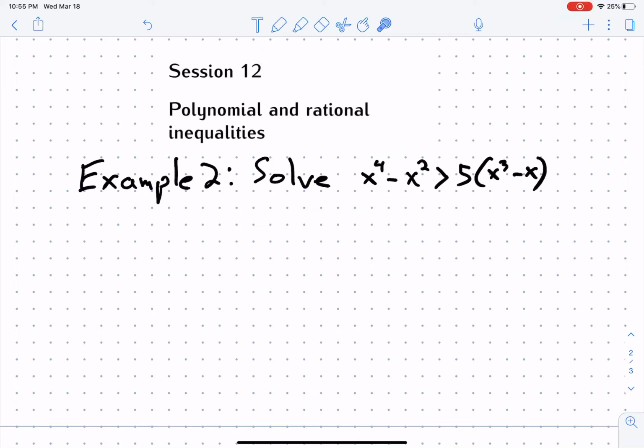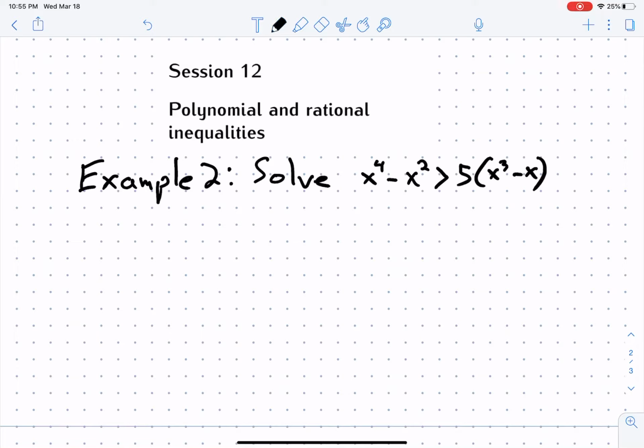Now, first, notice this is an inequality. It's a greater than, not a greater than or equal. That still counts. Secondly, notice that the left-hand side is a polynomial, x to the 4 minus x squared. It's a polynomial of degree 4. And on the right-hand side, 5 times x cubed minus x, this is a polynomial of degree 3. Okay, how do we go about solving this?